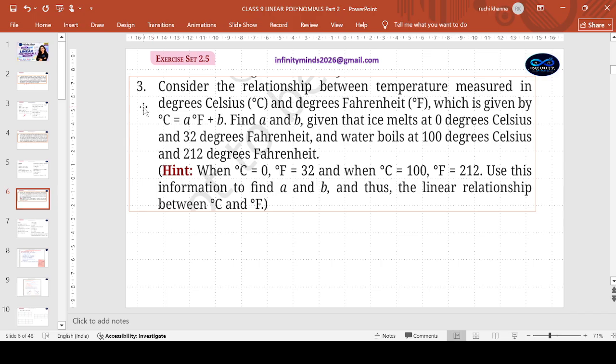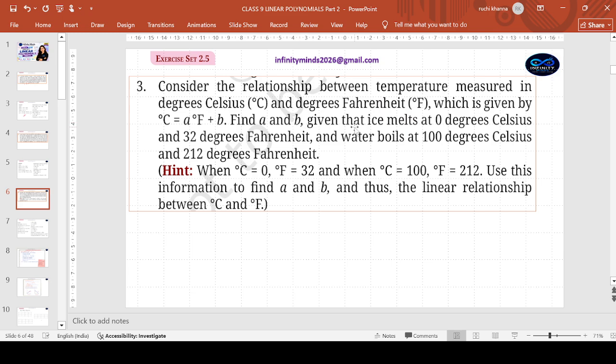They are all very similar. Question number 3. Consider the relationship between temperature measured in degree Celsius and degree Fahrenheit. Children, the thermometer with which you measure the body temperature, if you notice, it has temperature of both kinds. Degree Celsius, and simultaneously one is above, one is below on the same thermometer, there is degree Fahrenheit also printed. So degree Celsius is equal to A degree Fahrenheit plus B. If some temperature is shown, the normal body temperature 98.6 is in Fahrenheit, and similarly Celsius can be calculated.